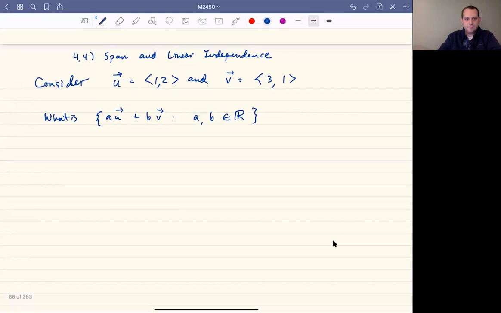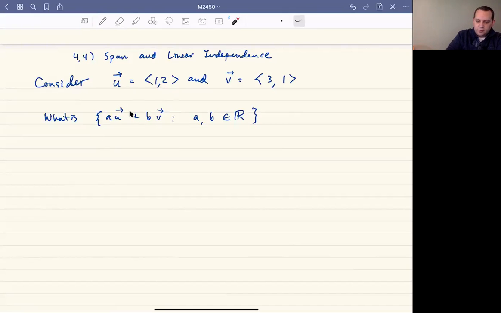I want to think about, let's start with the vectors (1, 2) and say (3, 1). And I want to think about what is the set of scaled and added sets of vectors u and v. Remember that this is really the set of linear combinations of the vectors u and v. So a linear combination is a set exactly of this form, au plus bv, where a and b are constants. And I want to think about what are the vectors that I can write as a sum of these two vectors, possibly scaled.